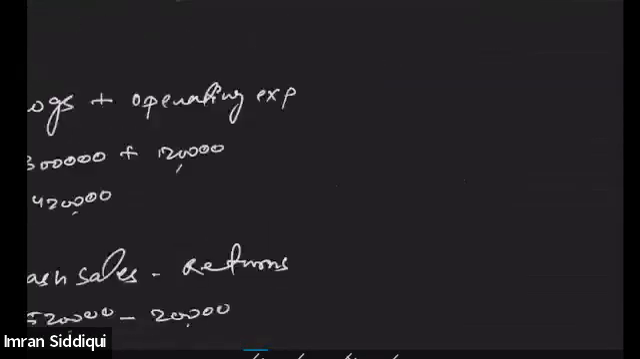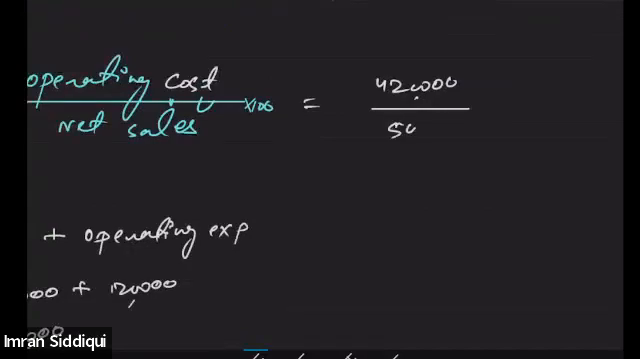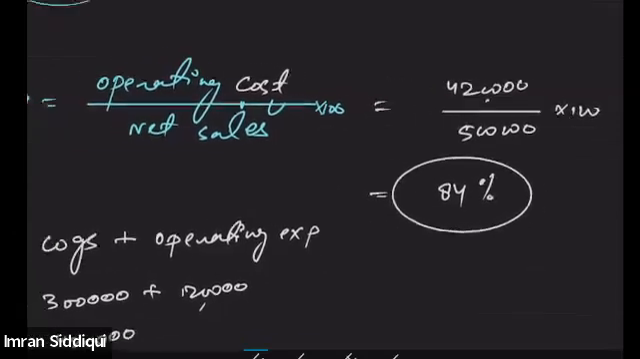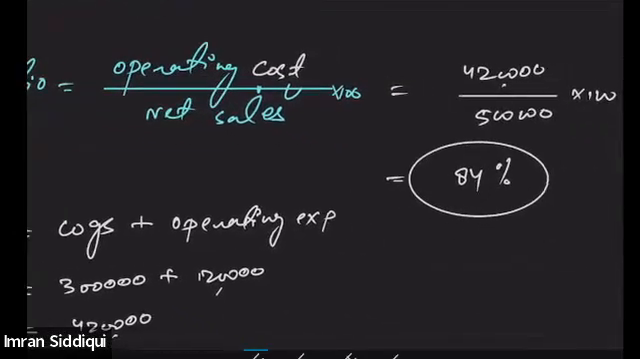We have net sales of 5 lakh, into 100. Now we'll get the answer. 4,20,000 divided by 5 lakh, into 100. It is 84%. All right. This is the answer.